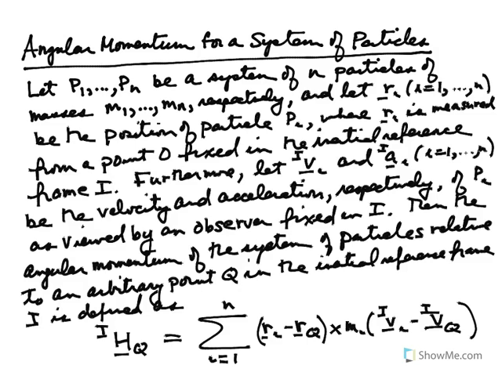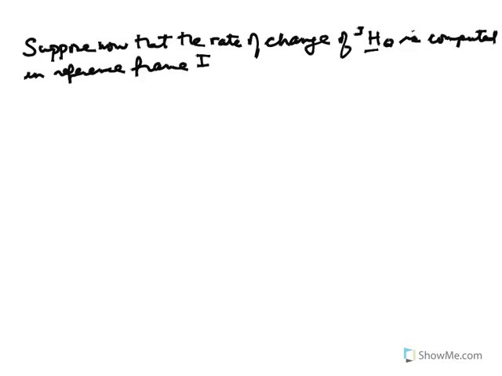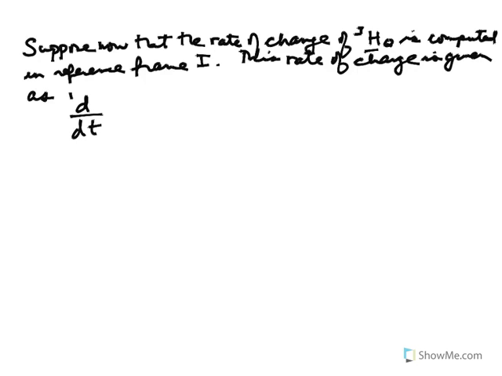Now the basis of the development in this lecture is going to be to take the rate of change of the angular momentum in the inertial frame. So suppose now that the rate of change of HQI is computed in reference frame I. So this rate of change is given as d dt in I of HQI is equal to.